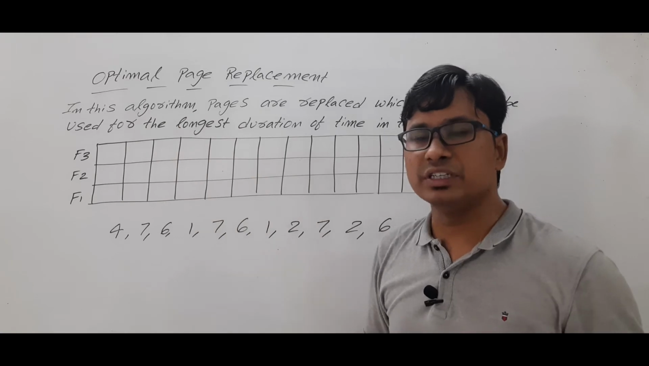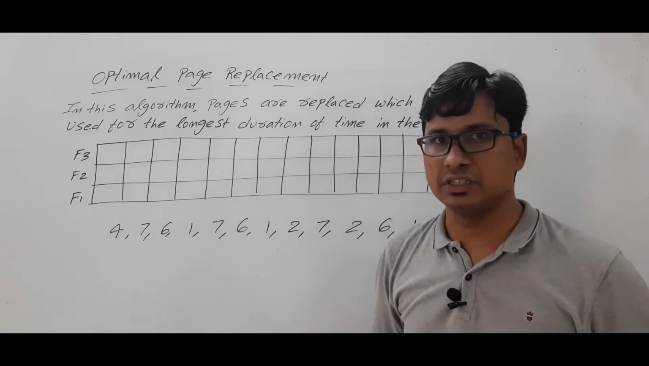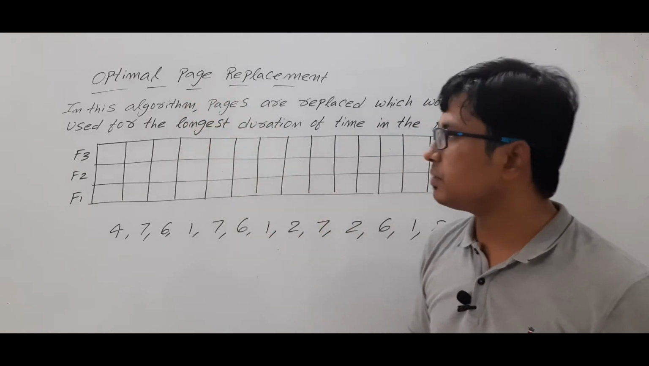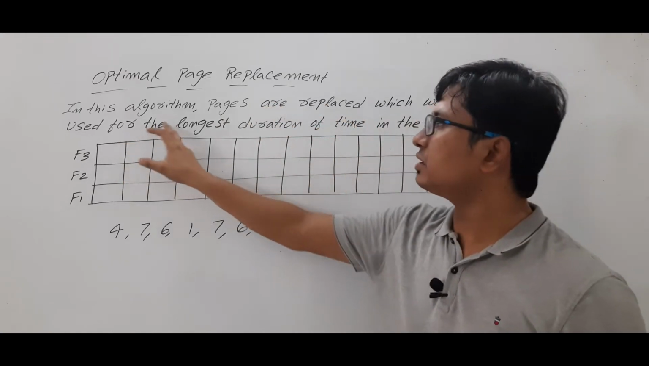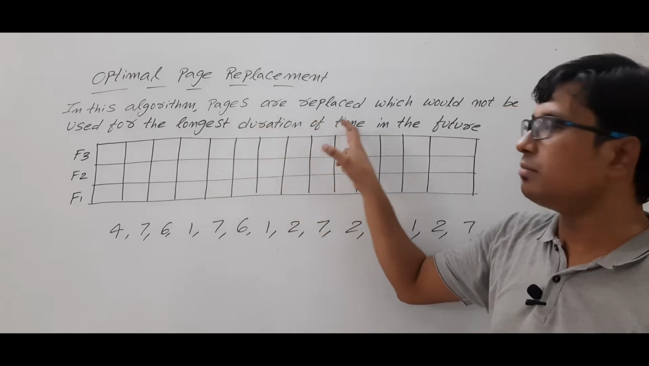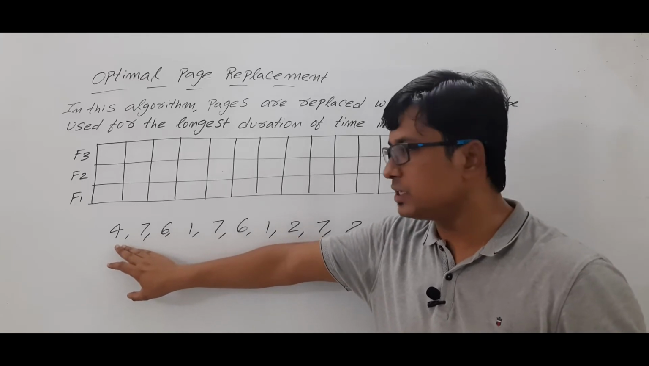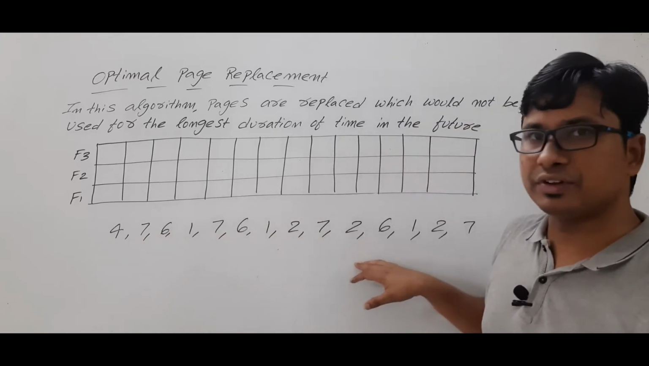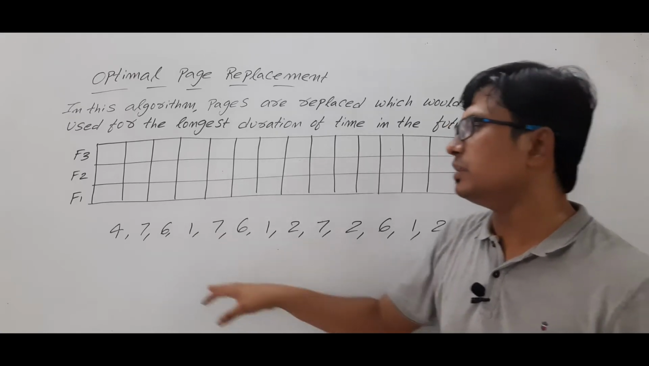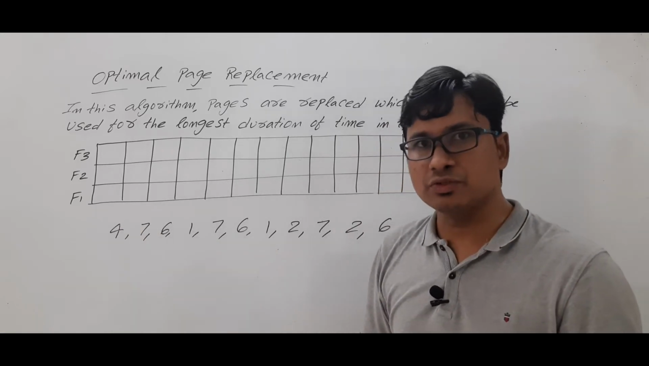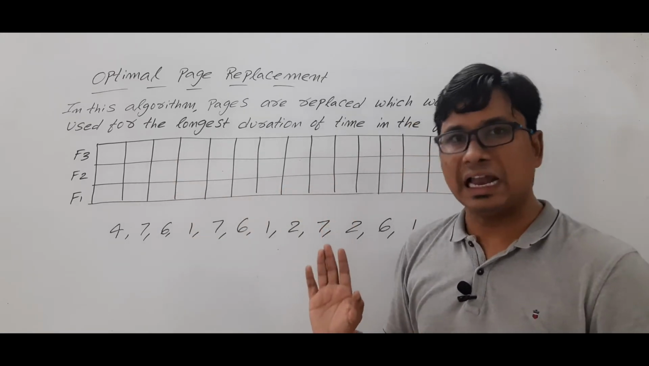Now, in the first in first out page replacement algorithm, the page which was inserted first will be removed first. In the optimal page replacement algorithm, pages are replaced which would not be used for the longest duration of time in the future. If you want to remove a particular page, you need to look at the future references. If a particular page will not be referred for the longest duration, then you will remove it, that is the swap out, and the page which you want to insert, you will swap in. I hope the algorithm is clear to you.